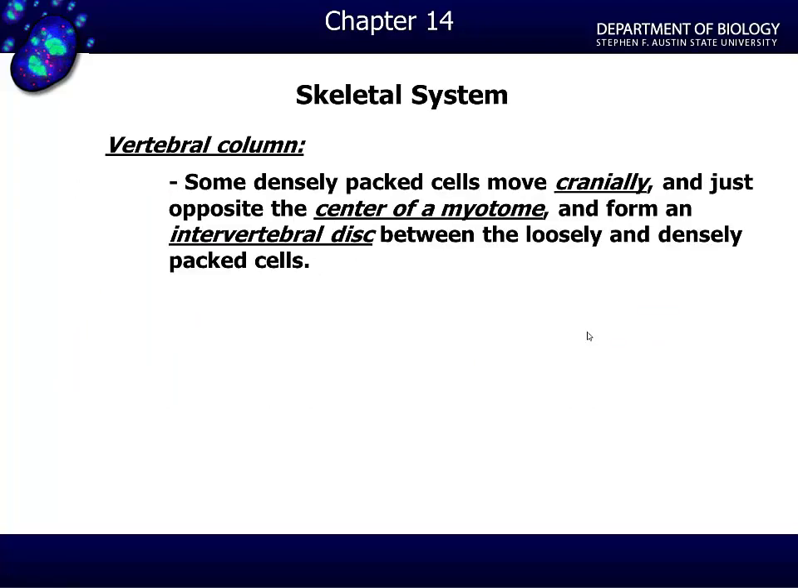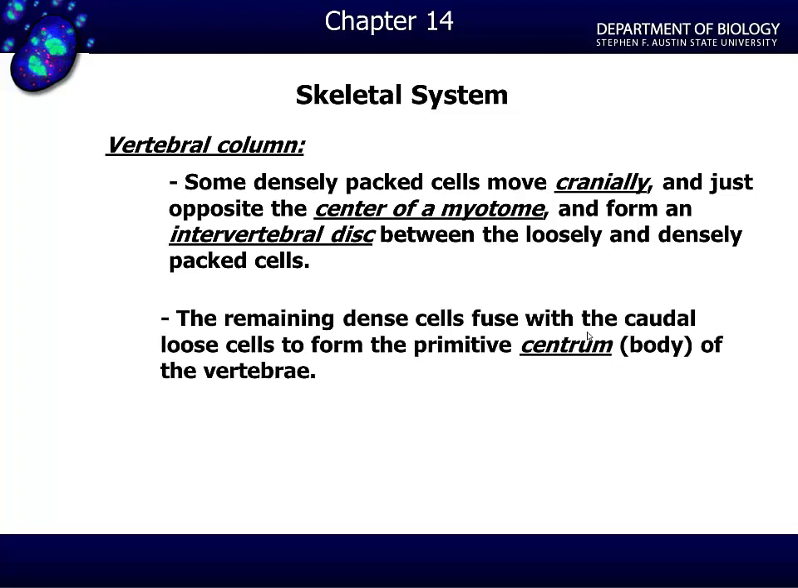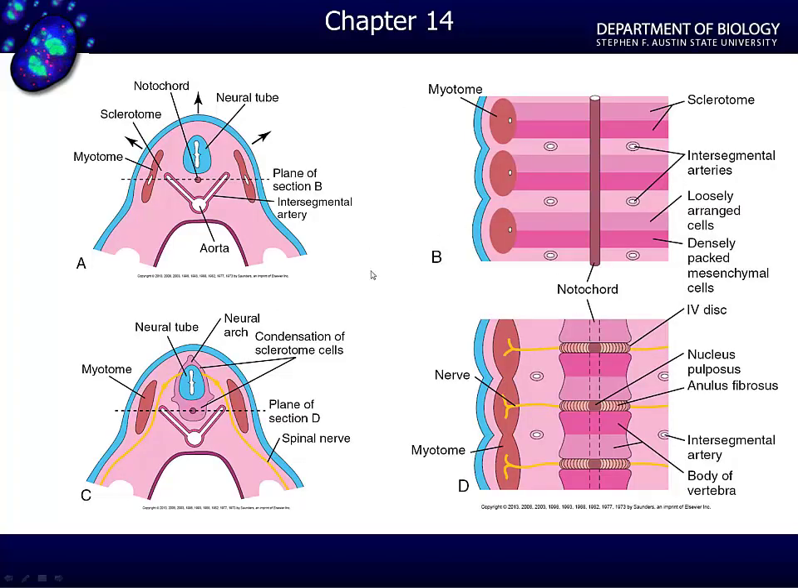As we mentioned, some of the densely packed cells in the back are going to move cranially. Some of the loosely packed cells are going to move in the opposite direction. And what we're going to see is the dense cells that remain right in the center part. Those dense cells are going to become the centrum, the central body of our vertebrae. Now we can view this a little more easily when we look at where we began and where we ended.